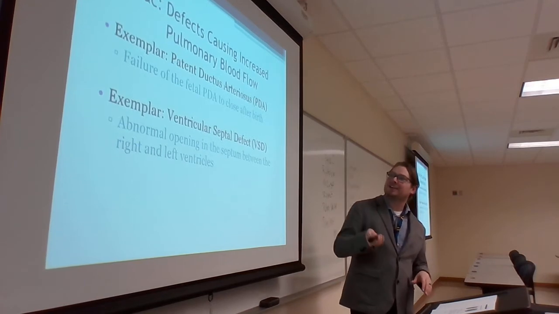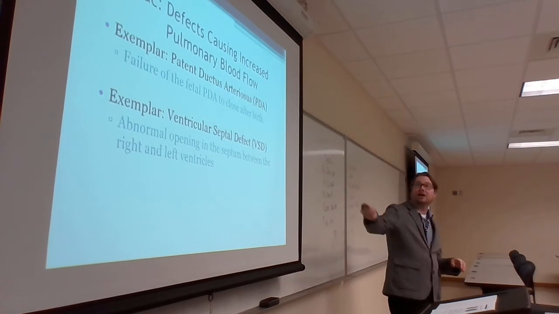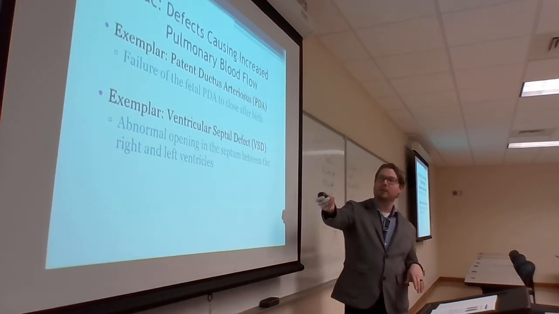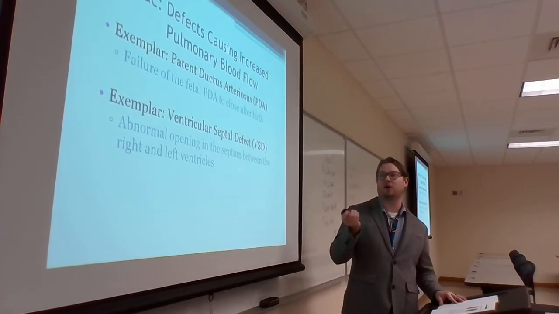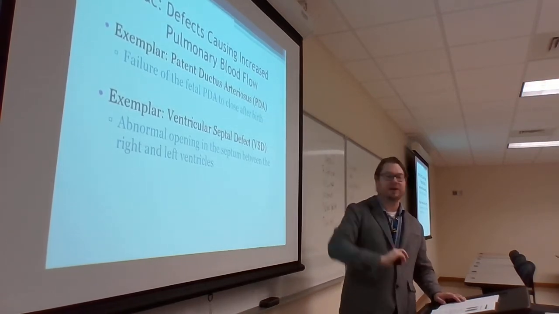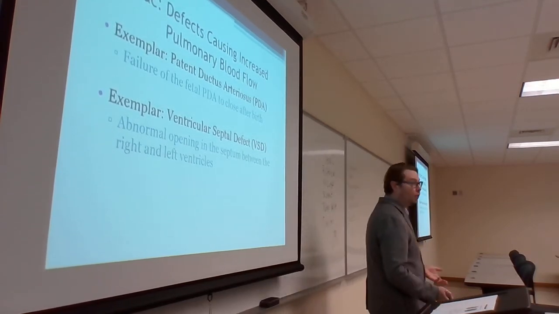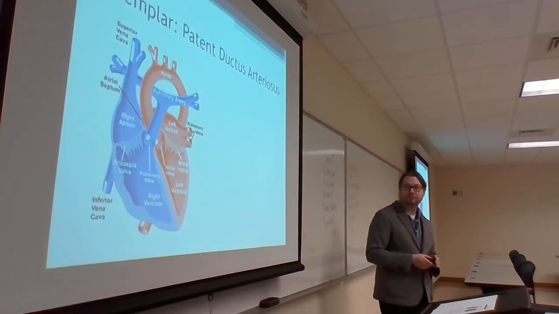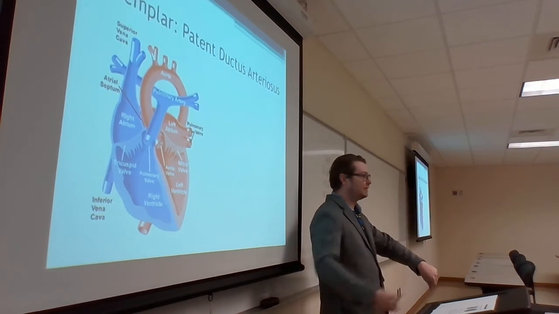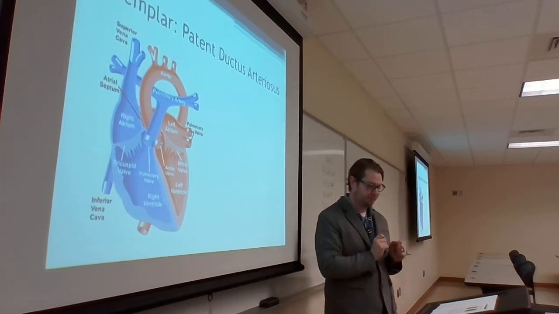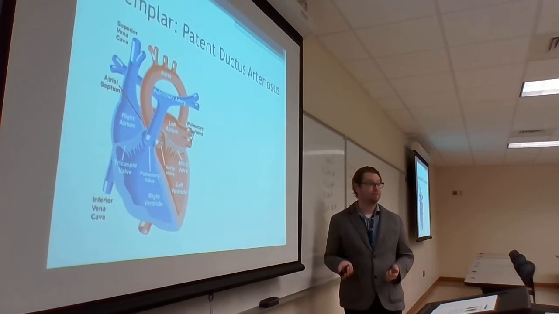But PDA, patent ductus arteriosus, failure of the fetal PDA to close after birth is going to cause an increase in pulmonary blood flow. And a VSD, ventricular septal defect, again, an abnormal opening in the septum between the right and left ventricles, is going to increase pulmonary blood flow. Okay? So, quick recall. What causes the PDA to close? Decreased prostaglandins, increased oxygen. We'll close this up. If those conditions are not met, the PDA is going to stay open. Okay?